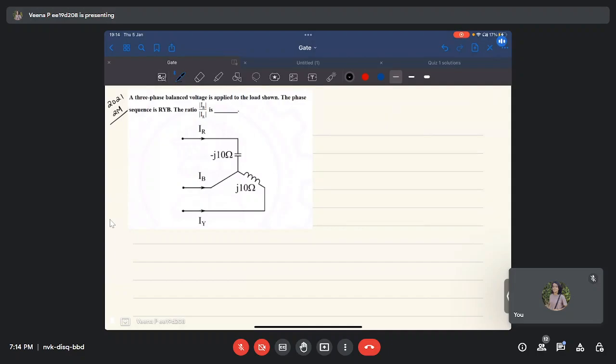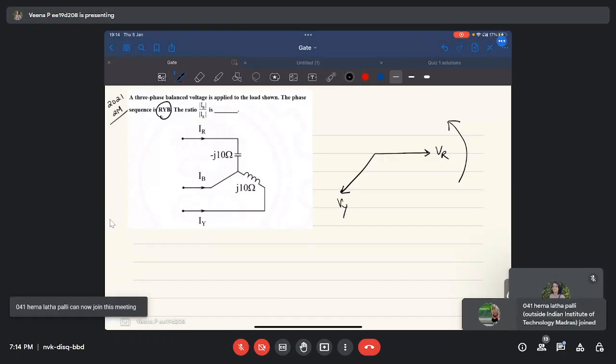A three-phase balanced voltage is applied to the load shown. The phase sequence is R Y B. The ratio of the magnitude of IB by the magnitude of IR is asked. So for every three-phase circuit, it would be better if you know the phasor representation. You have phase sequence R Y B, so your voltage VR will come first. If the phasors are rotating in this direction, then my Y phase will come 120 degrees lagging VR, and my B phase will further lag VY by 120 degrees. So this is my VB.